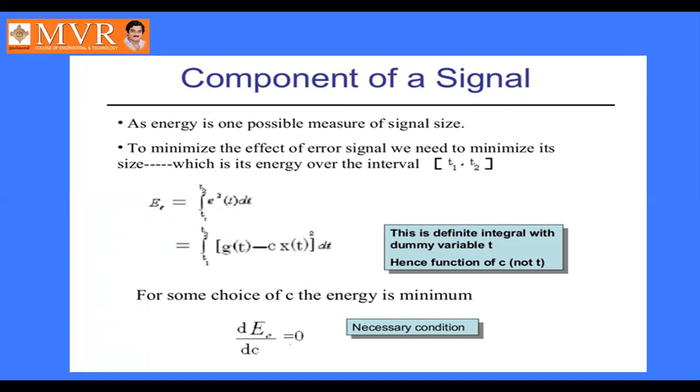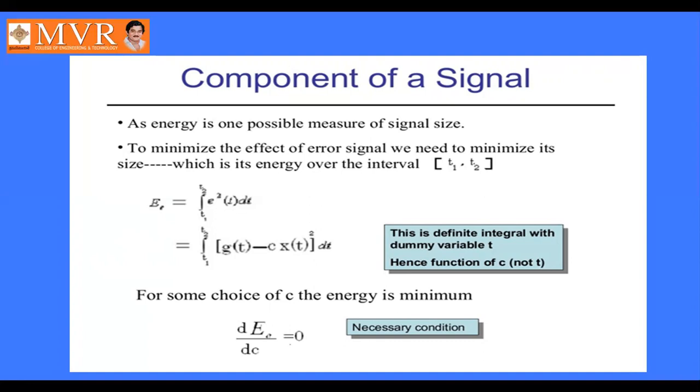So the integral of (g(t) - c x(t)) whole square dt. This is a definite integral with dummy variable t, so it is a function of c, not t. So for some choice of c, the energy is minimum. To minimize the error, we have to differentiate the error signal with respect to c, and set it equal to 0. It is the necessary condition for minimizing the error.